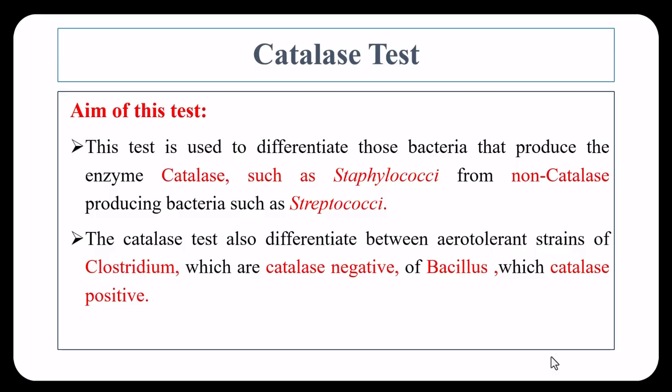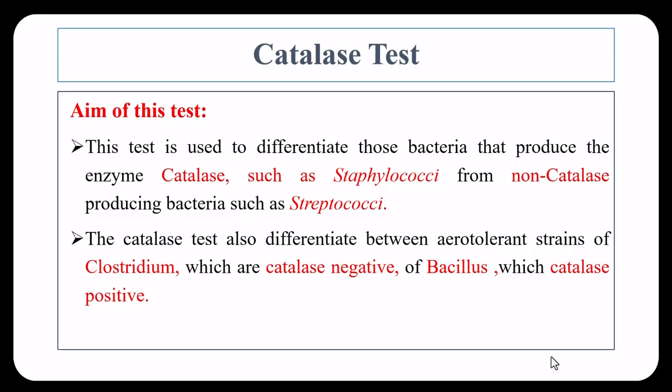And the aim of this test is to differentiate between gram-positive cocci bacteria, which are staphylococci and streptococci, and gram-positive rod-shaped bacteria, Bacillus and Clostridium. In the gram-positive cocci shape, the staphylococci produce the catalase enzyme. It means it's catalase positive, while streptococci is catalase negative because they don't have the catalase enzyme.